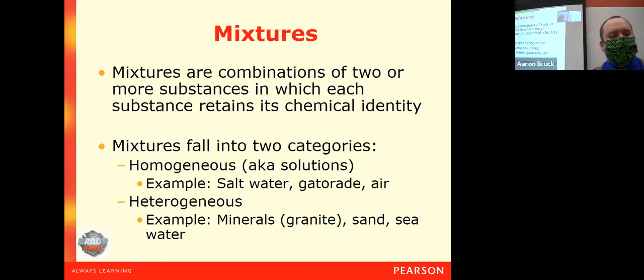Whereas heterogeneous solutions are the opposite. We know that there are multiple components there because we can see them.